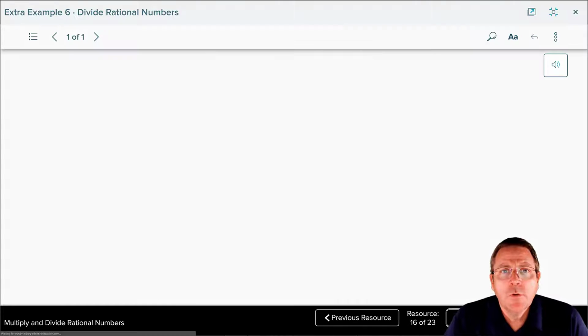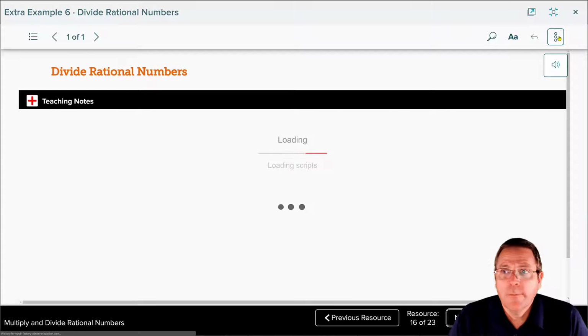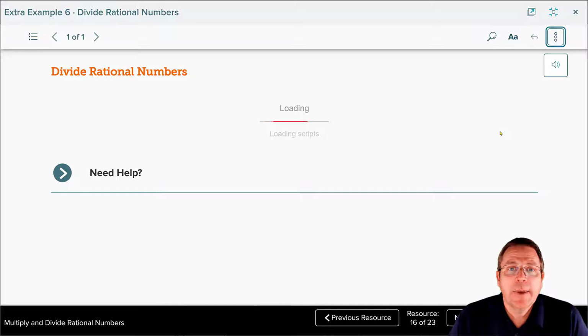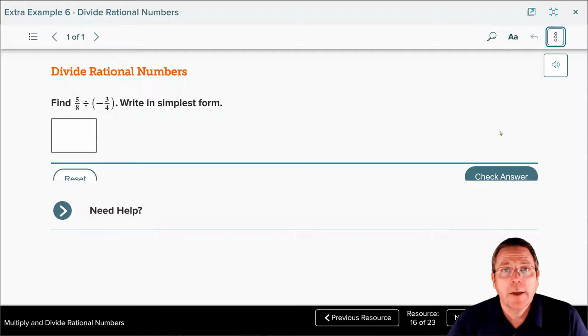And now it's going to be your turn again. It should be pretty simple. Keep, change, flip. Pay attention to your signs. Easy math. Anybody can do this stuff. Just take a minute to pay attention to what it's asking you to do. 5/8 divided by -3/4. Go.